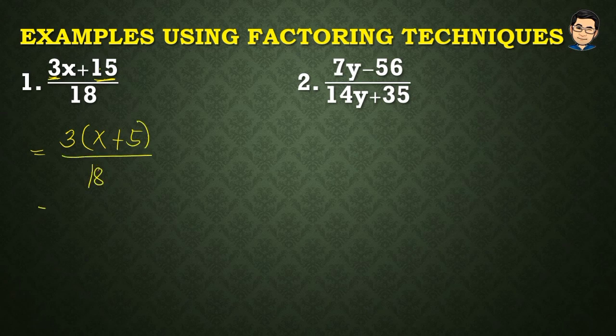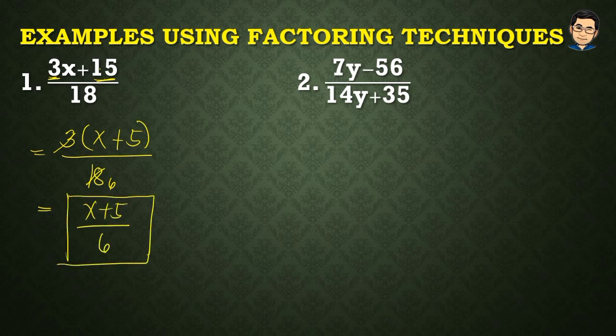And then over 18. Now, yung common factor natin na 3 tsaka 18, meron silang common factor. So, yung greatest common factor nila is 3. So, pag dinivide natin yung 3 sa 3, 1 na lang po yun. And then, yung 18 sa 3, magiging 6. So, our final answer will be x plus 5 all over 6.